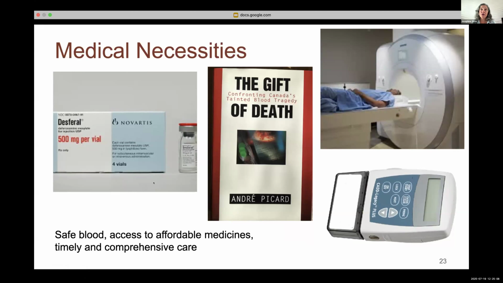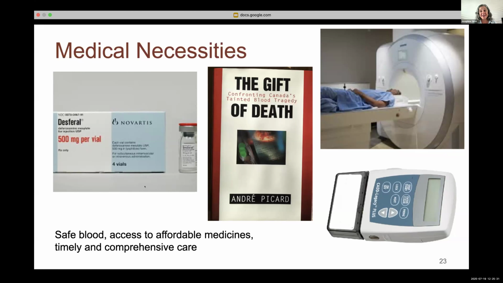Desferal, I was on Desferal for 20 years, 25 years, I think. And I was part of the clinical trial for deferiprone, and now I'm currently on the last one, deferasirox. But back in the 70s, we were denied access to medicine.